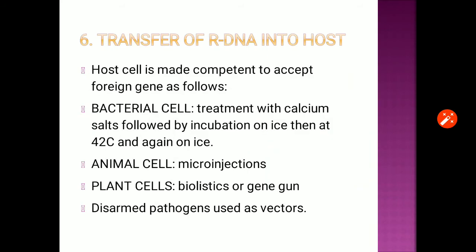Now the sixth step is transfer of recombinant DNA into the host cell. The host cell is made competent to accept the foreign gene. If you want to insert a vector into a host cell, the first thing is the host cell will not accept it. It will try to discard it. So we need to make the host cell competent to receive the desired vector or the recombinant DNA.